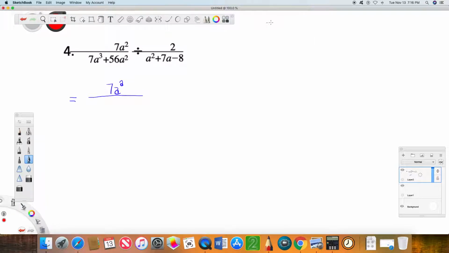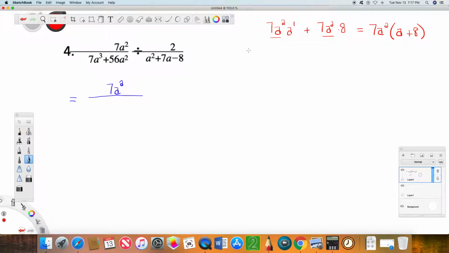We've got 7a cubed, and I'm going to write it as 7a squared times a. I know that a squared times a is a cubed because 2 plus 1 is 3. I'm going to rewrite 56a squared as 7a squared times 8. And now it should be obvious that 7a squared is common to both terms. I can factor out that 7a squared, and what I have left in the first term is just a, and what I have left in the second term is 8.